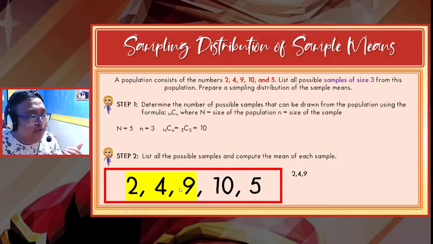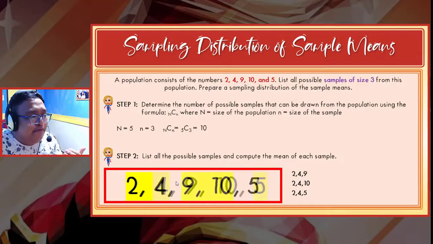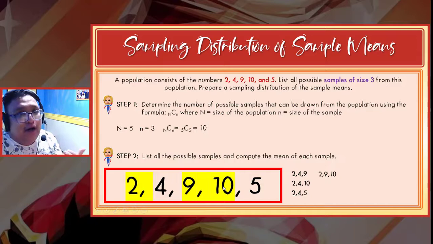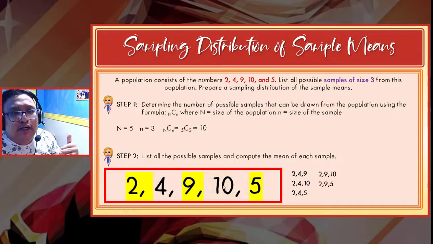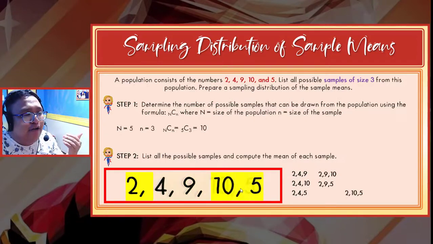So, magsisimula ka sa 2, 4, 9 and then, of course, 2, 4, 10. So, naglilista ka lang. Of course, the next would be 2, 4, 5. Right? And then after that, we have 2, 9, 10. Okay, so sunod-sunod lang siya. So, when you follow this certain formula or certain pattern, gagawa kayo ng pattern para malista nyo siya ng mas maayos. So, makakakuha kayo ng 10 outcomes, no?